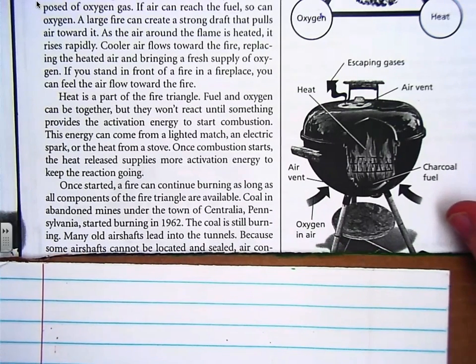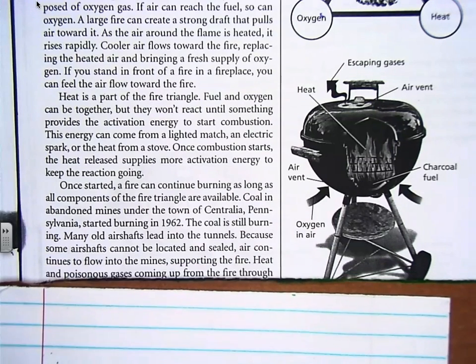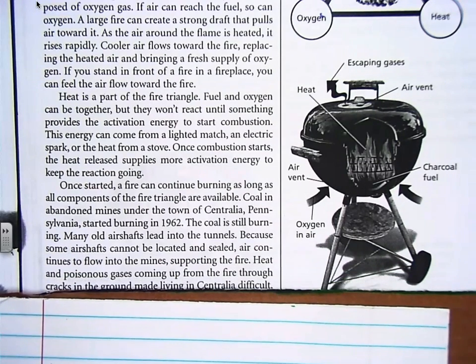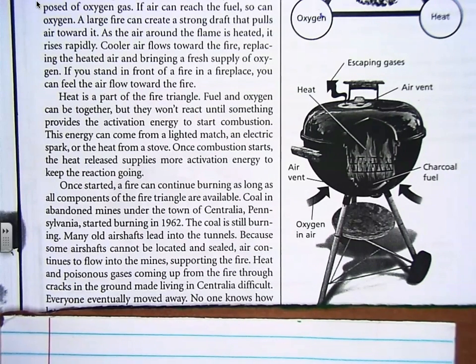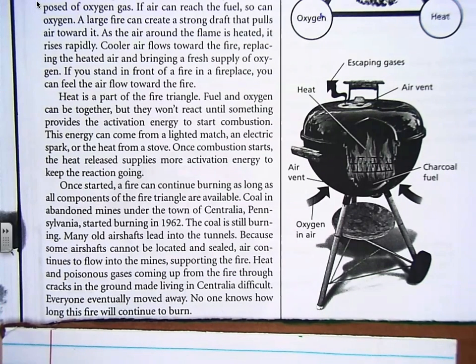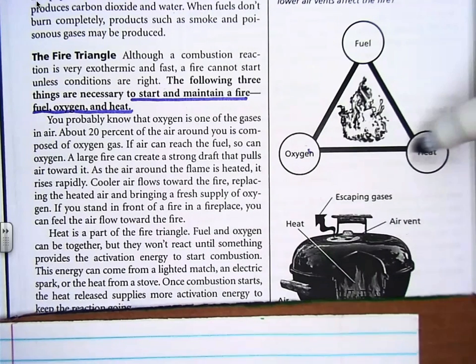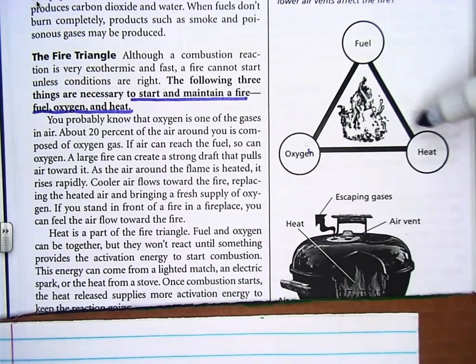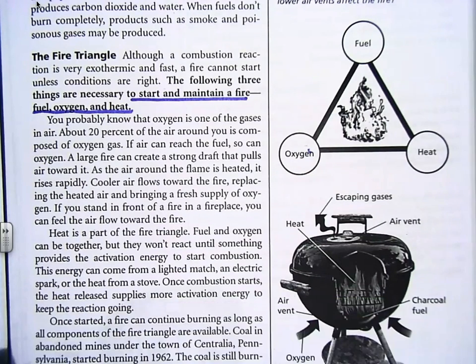Because some air shafts cannot be located and sealed, air continues to flow into the mines, supporting the fire. Heat and poisonous gases coming up from the fire through the cracks in the ground made living in Centralia difficult. Everyone eventually moved away. No one knows how long this fire will continue to burn. 50 years, man. All right, so how do you put out a fire? Well, you either take away the fuel, take away the oxygen, or take away the heat. Since the heat is generated by the reaction of the fire, it's the hardest to take away. All right. So I'd like you to go to the next video.